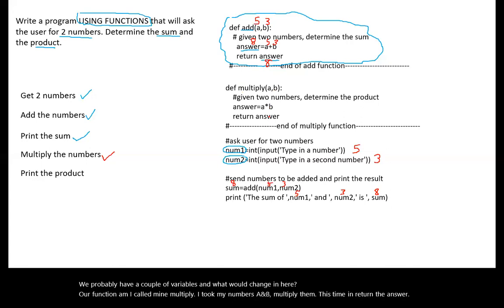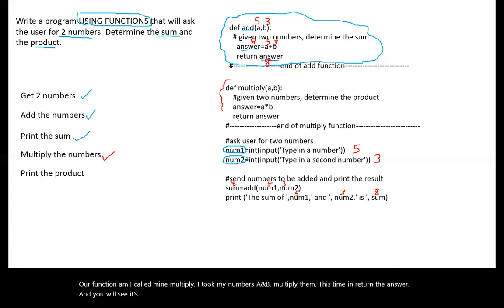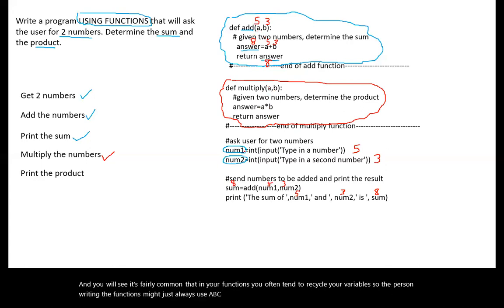And you will see it's fairly common that in your functions, you often tend to recycle your variables. So the person writing the functions might just always use A and B and C and D, and the main line will use different variables. Do you think you could write the code to print it?